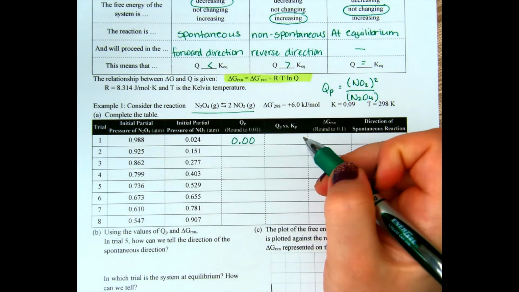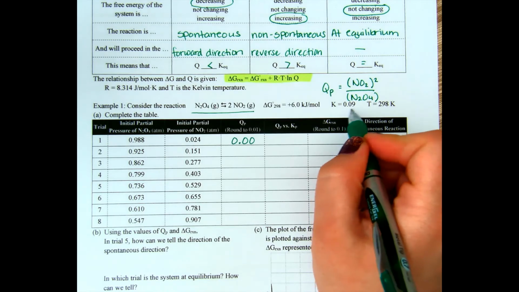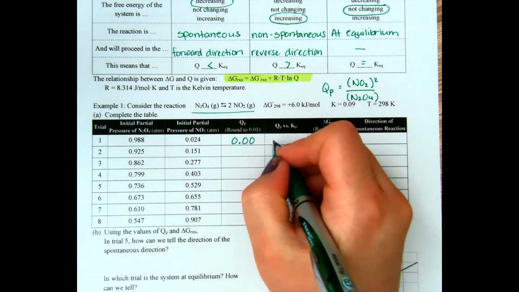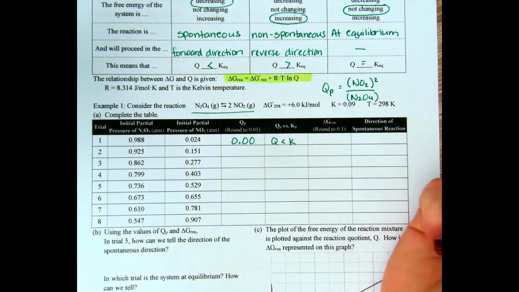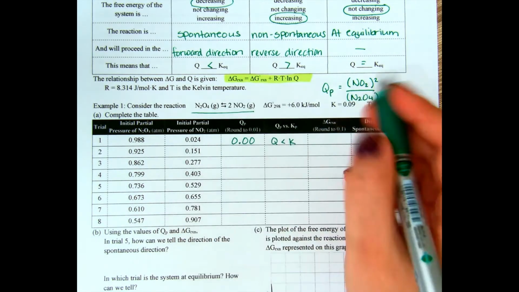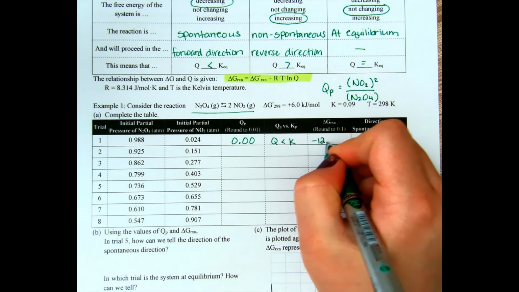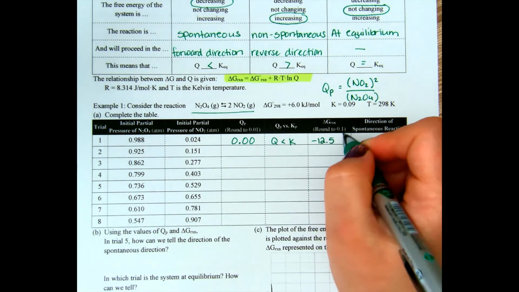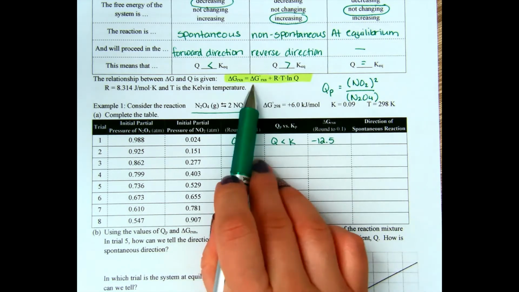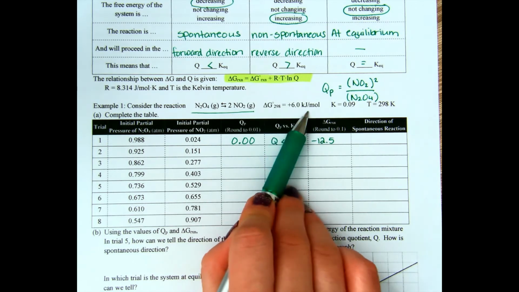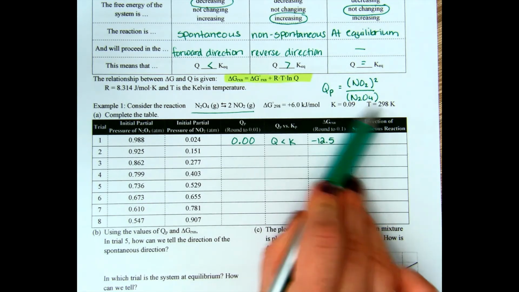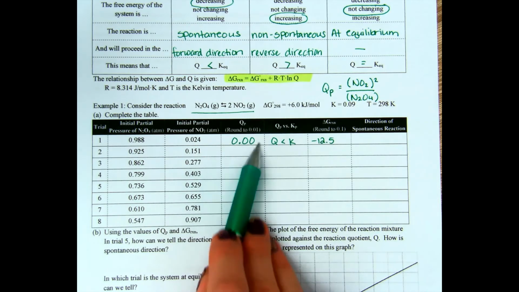Now, if I compare this to our K right here, 0.09, is it greater than, less than, or equal to? Well, clearly 0 is less than 0.09. So Q is less than K in this case. The delta G reaction, plugging this in, is negative 12.5, rounded to the tenths place. How did I get that? Well, I used this relationship and I plugged in everything that I needed, right? So you're given your delta G reaction at standard state right here. Your ideal gas constant is right here. Your temperature, 298 Kelvin. And our natural logarithm of Q, well, we just calculate Q right here.